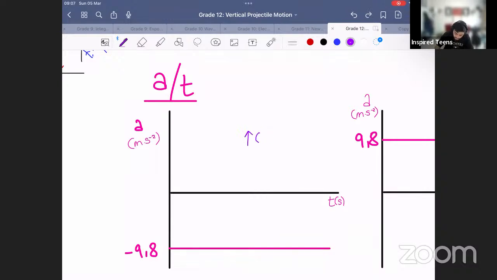So that's another thing we need to note: maybe sometimes in some questions, you are able to choose which direction you want to take as positive. However, when you are given a graph, that graph is going to choose the direction that you need to take as positive.